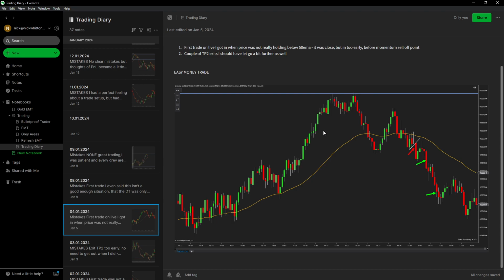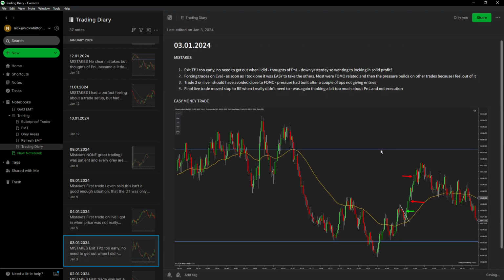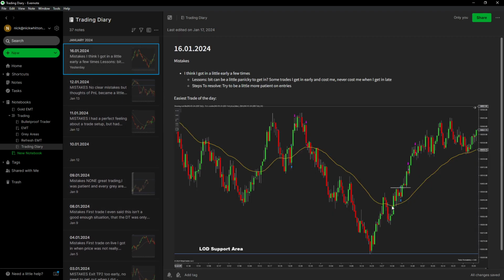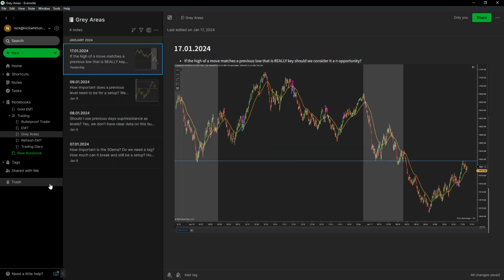And the more you do this, the more you go, what was the easiest opportunities? You can see, some of these, they're very, very similar, unsurprisingly, to all of my other trades. This, again, it just strengthens that internal knowledge of what your best trades look like. So finally, moving on to gray areas. And like I said, this is something I have been implementing recently, but I think it is an absolute game changer in how you look at improving trading.